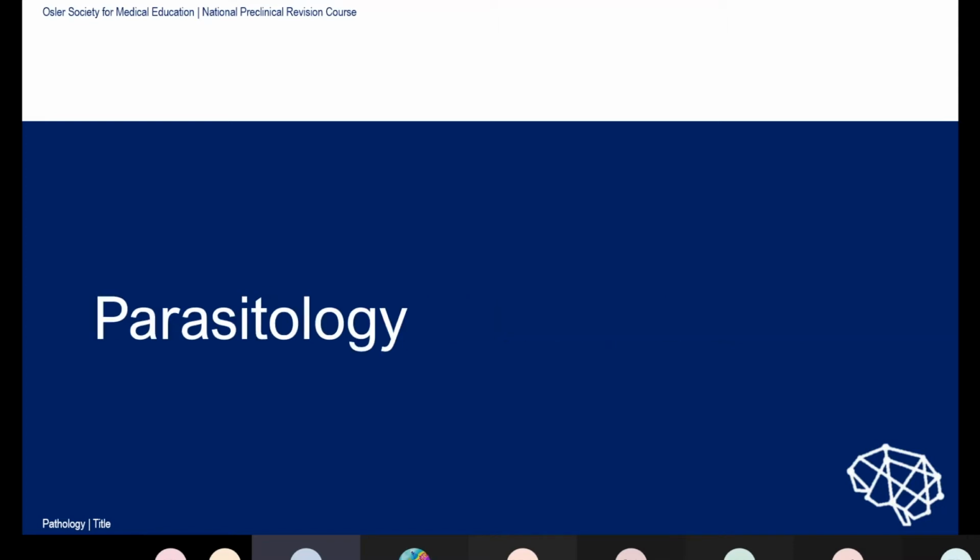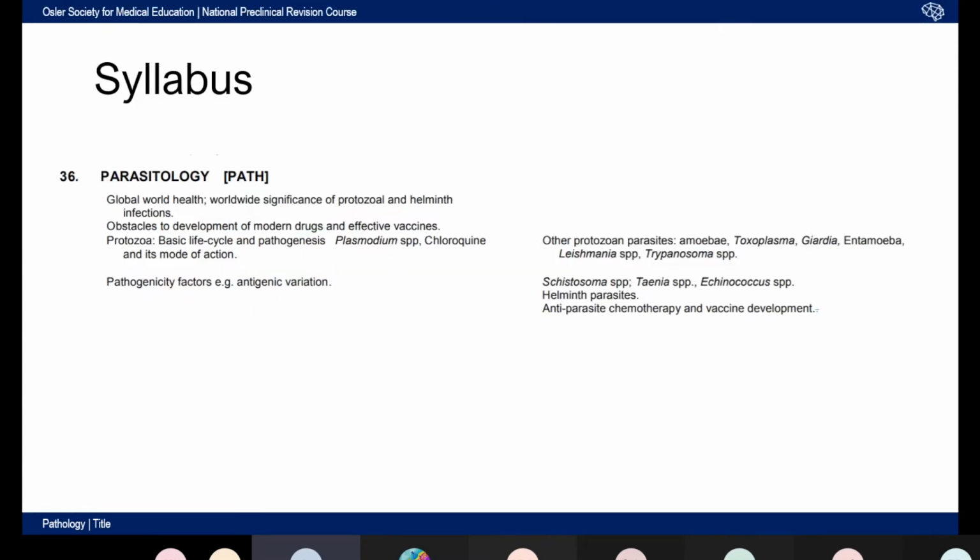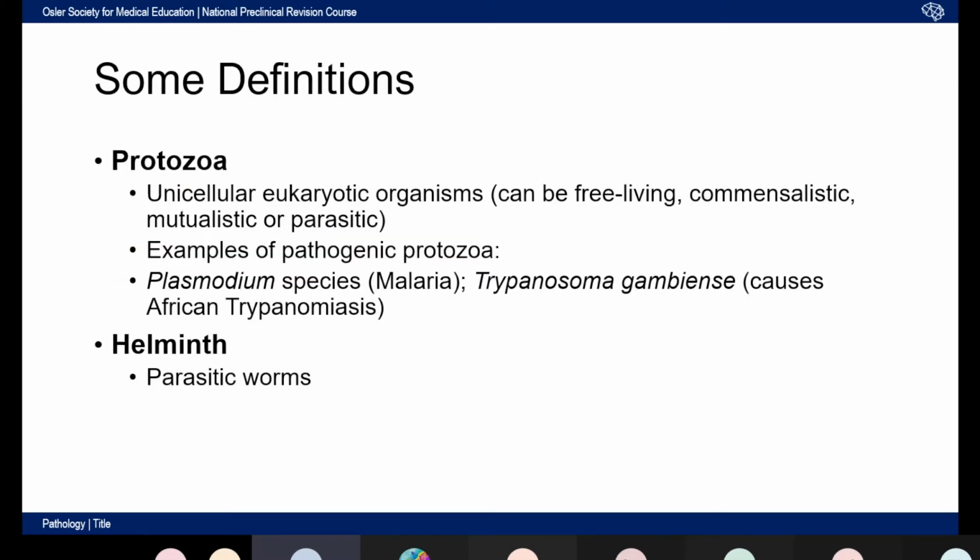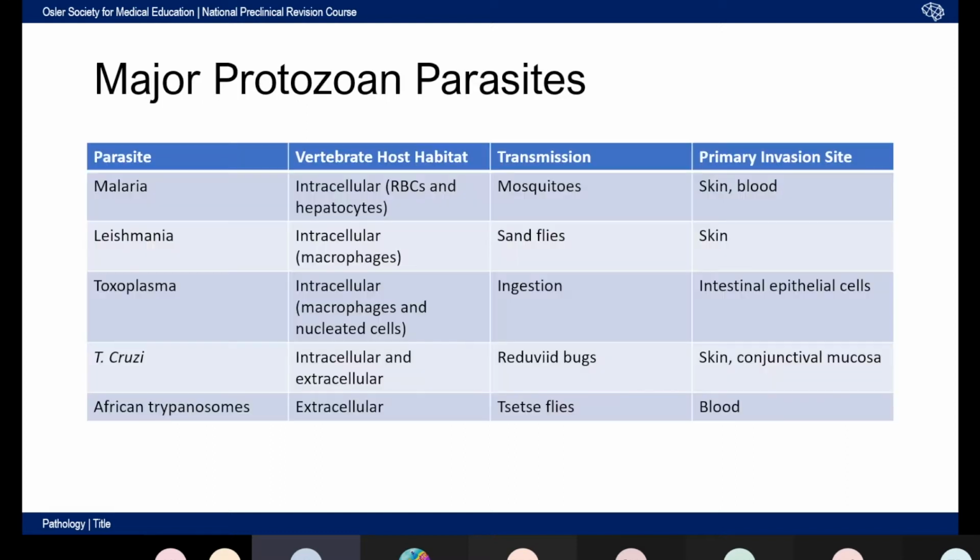So we'll start off with parasitology. This is your syllabus, and it's actually quite short. There's not much on it, and you don't really need to know much detail in second year, so it's just having a vague idea of some of the key parasites that infect humans, I guess. So some definitions. Most of the parasites we'll be talking about are protozoa, which are unicellular eukaryotic organisms. And that includes malaria. Then I'll also quickly discuss helminths at the end, which are parasitic worms.